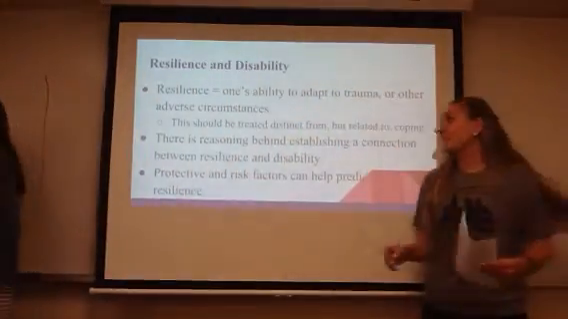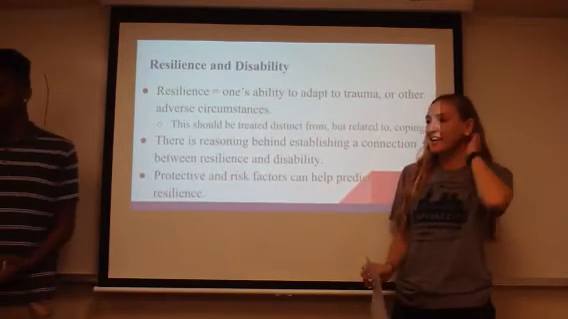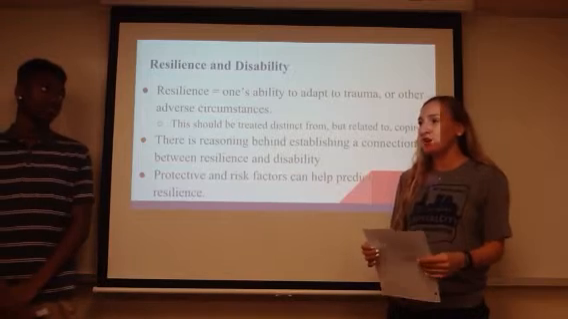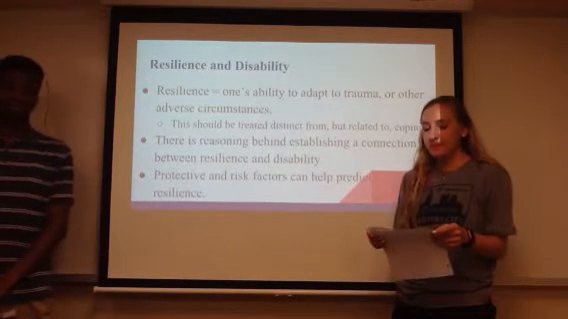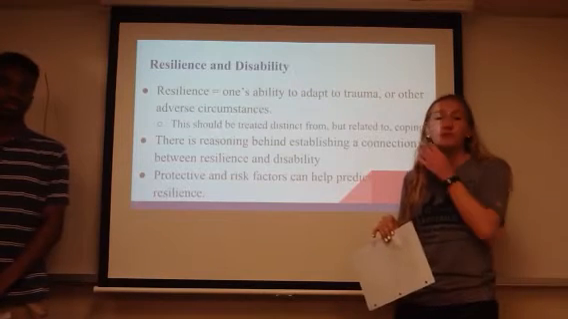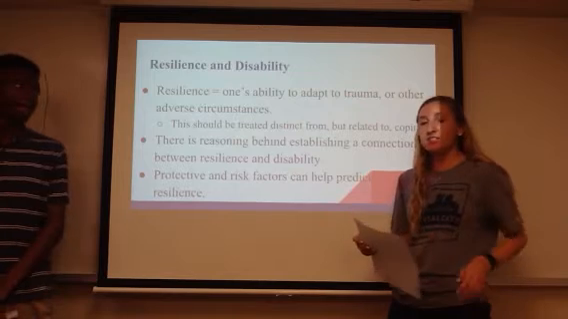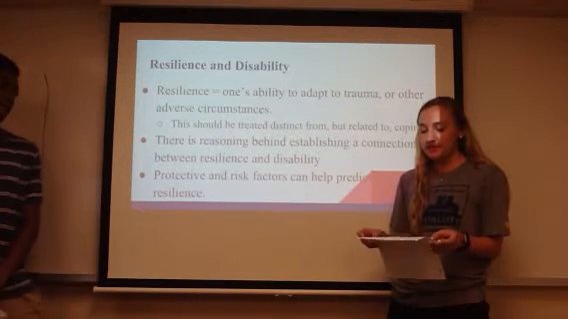The next section that Dunn discusses in Chapter 7 is resilience and disability. And to quickly define resilience, it is one's ability to adapt to trauma or other adverse circumstances. And this should be treated as distinct from but related to coping. But much of past research on resilience is dominantly based on children and adolescents in impossible circumstances.